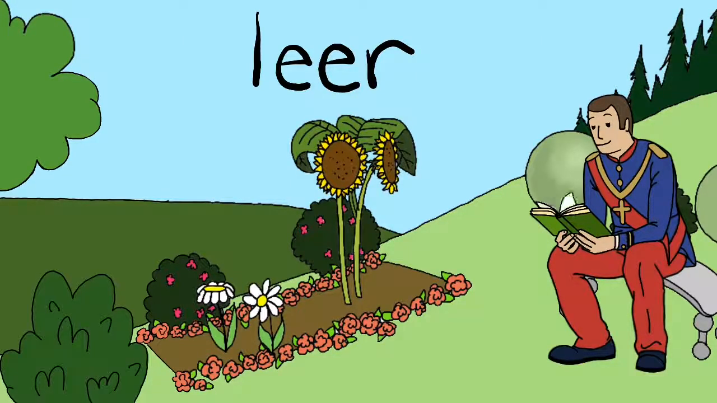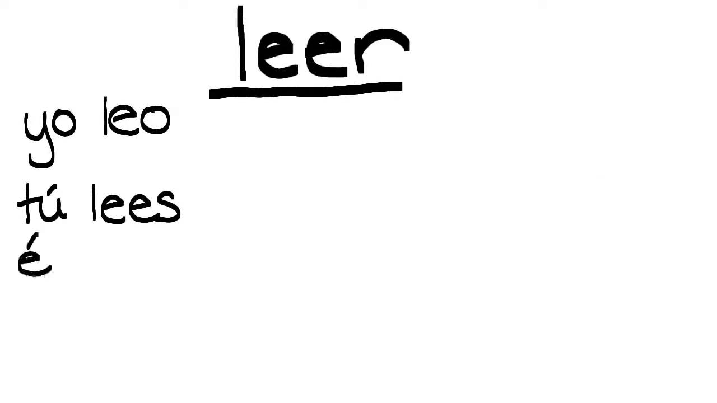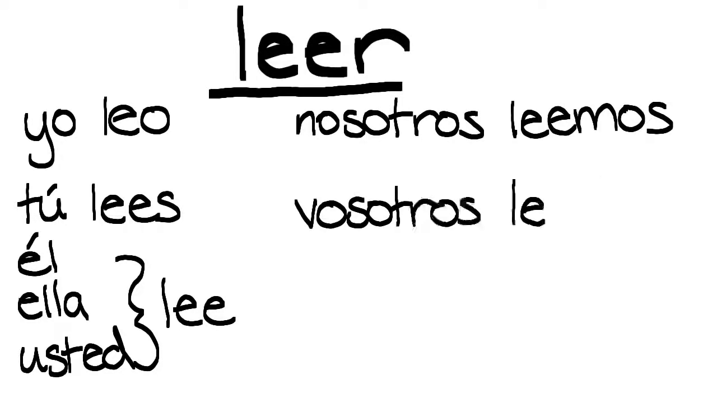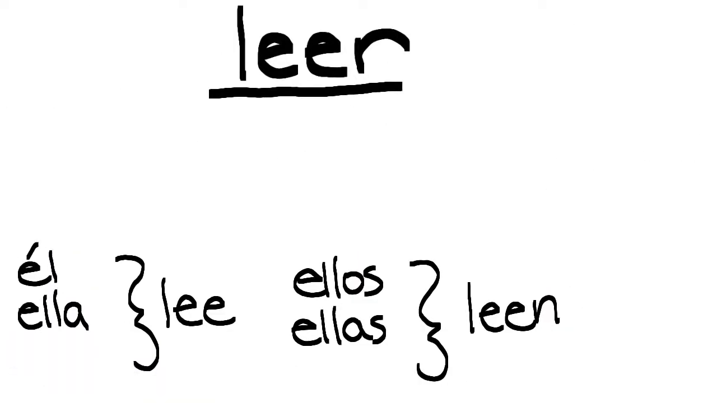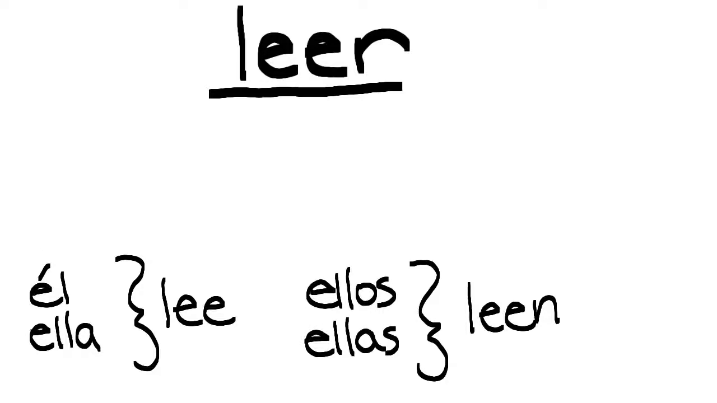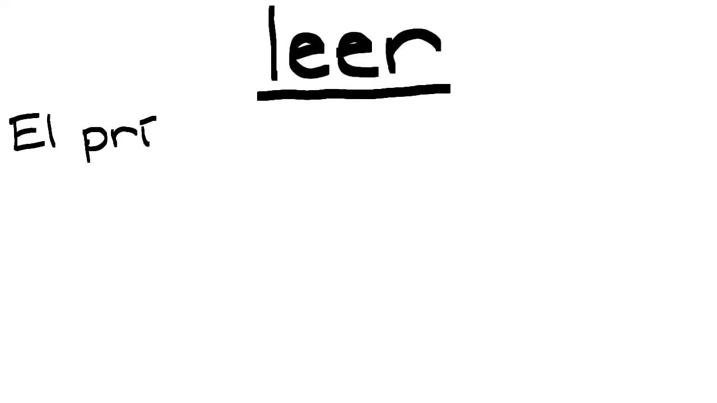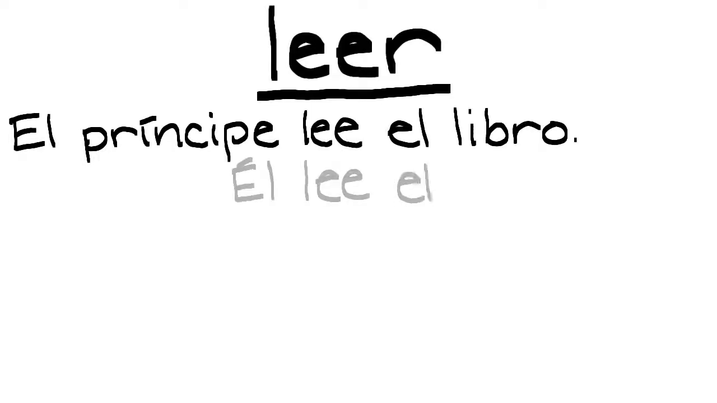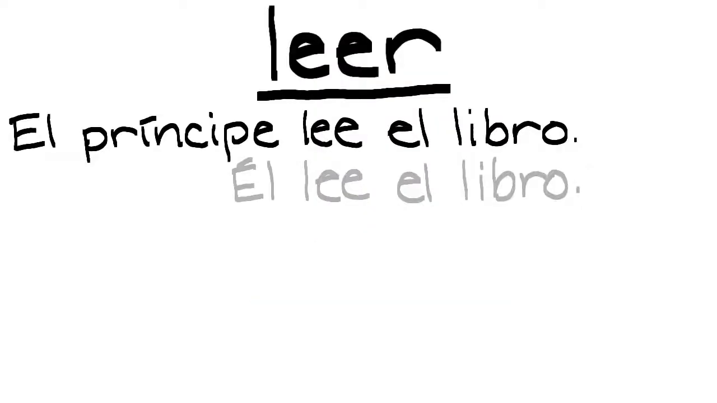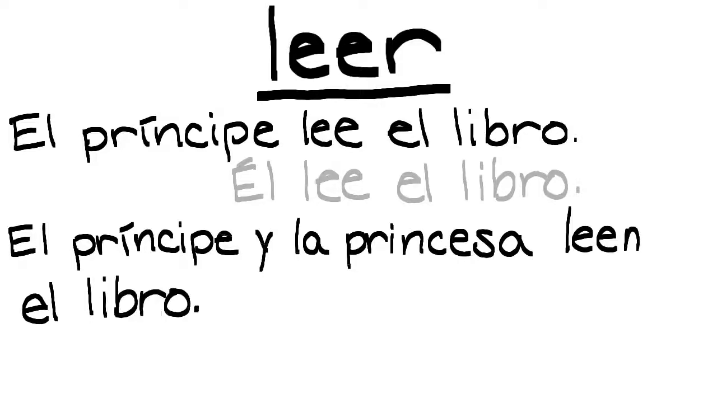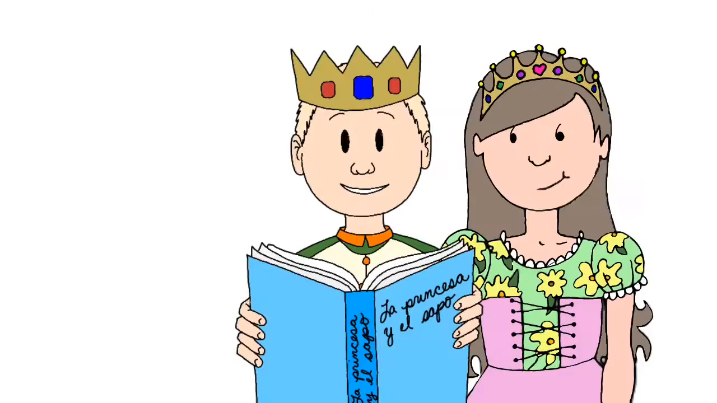Now, let's conjugate some present tense ER verbs. Leer. Relax. I know these are a lot of words, but you don't have to remember them all right now. Again, we're only going to look at the él, ella, ellos, and ellas forms of this verb. El príncipe lee el libro. Él lee el libro. El príncipe y la princesa leen el libro. Ellos leen el libro.